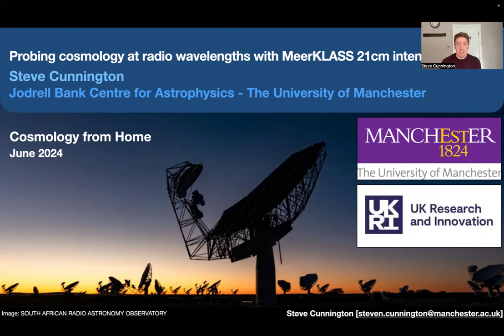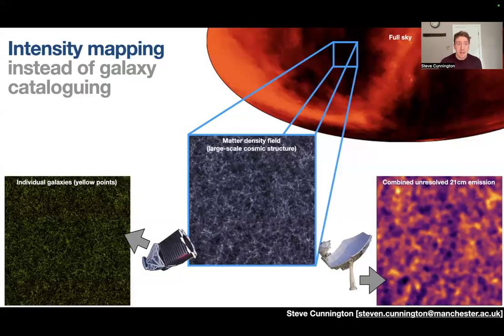And today I'm going to be talking to you about how we can use radio telescopes like the MeerKAT telescope shown here, which is the precursor to the Square Kilometre Array, to probe ultra-large scales in cosmology, which are radio wavelengths, using a process called 21 centimeter intensity mapping. So to begin with, let me explain what intensity mapping is.